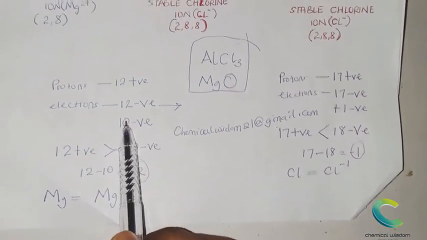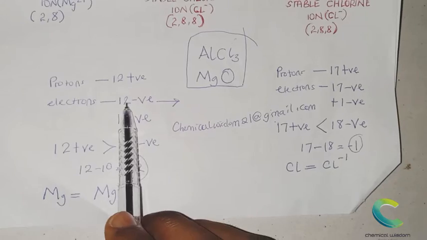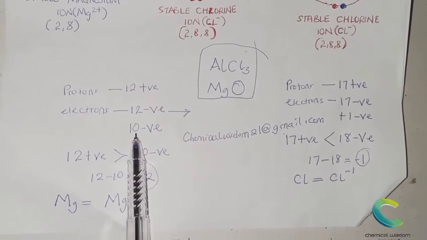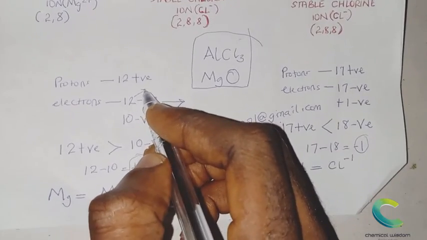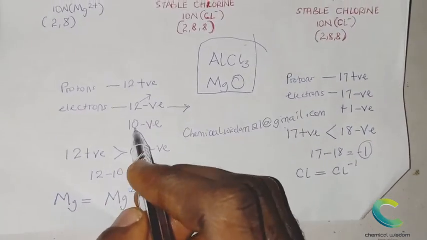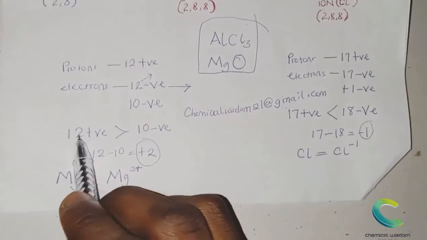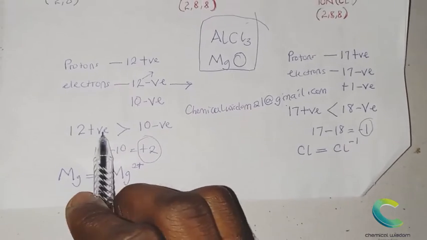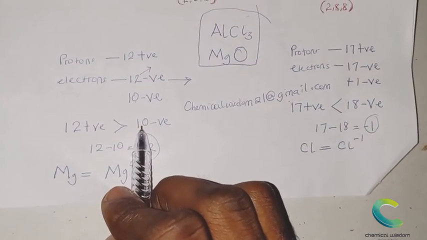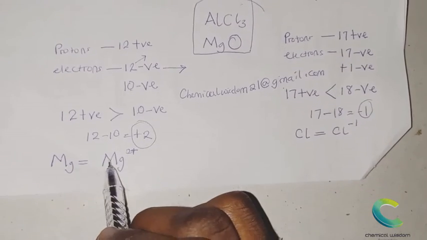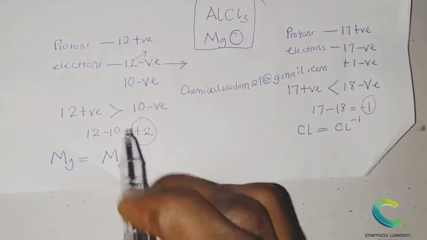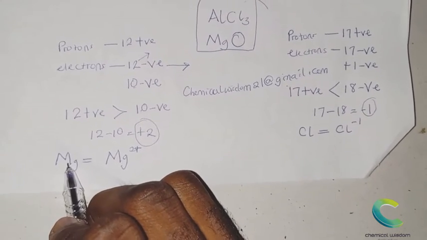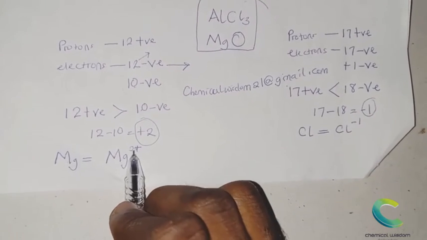What does that mean? The number of electrons becomes 12 minus 2 to give 10 negative electrons, because it loses 2 in the process of bond formation. That's why it now becomes 10. If you look at it, the 12 positive protons now outweigh the 10 negative electrons. That's why the magnesium carries a charge of +2, because 12 minus 10 gives a +2 sign. That's why a magnesium neutral atom forms a magnesium ion with a +2.